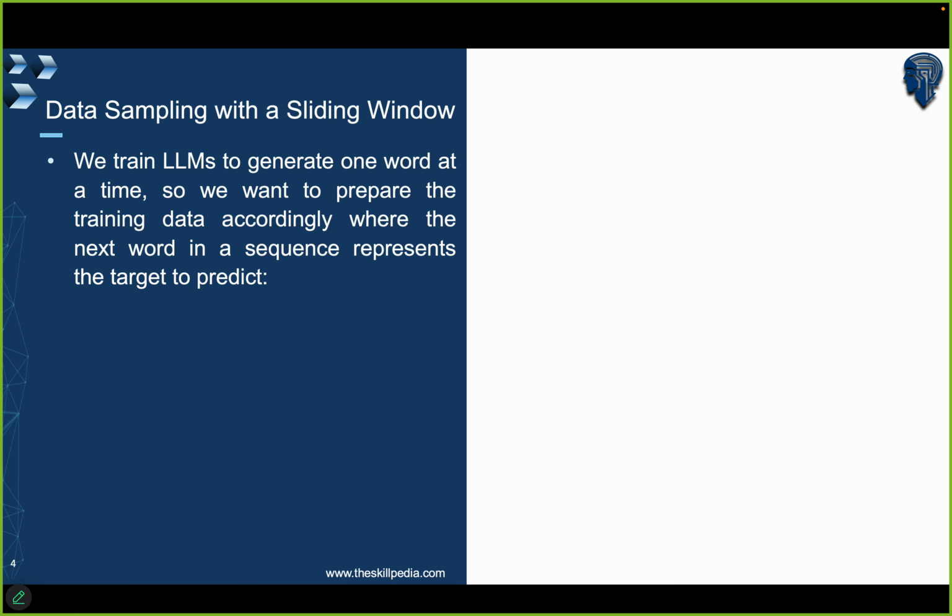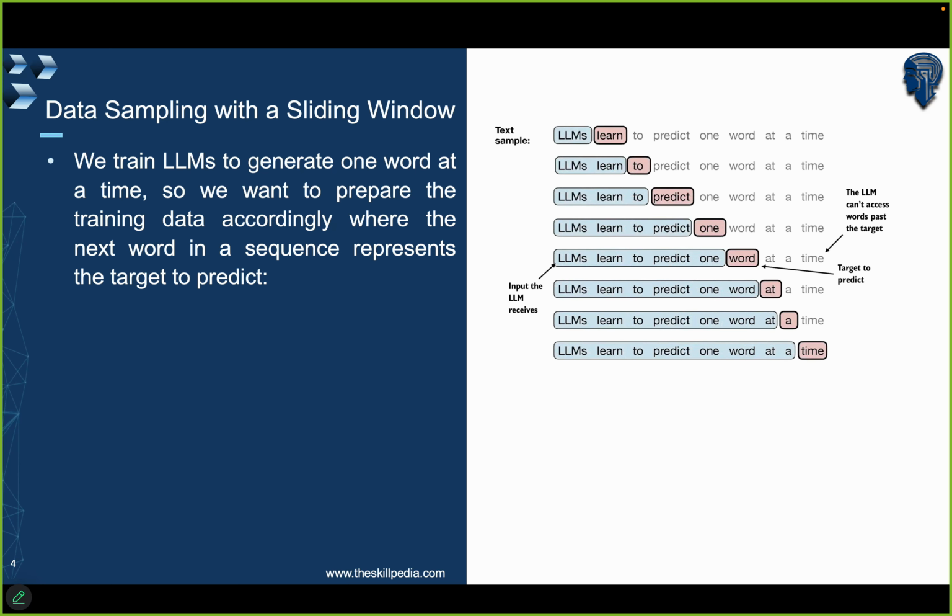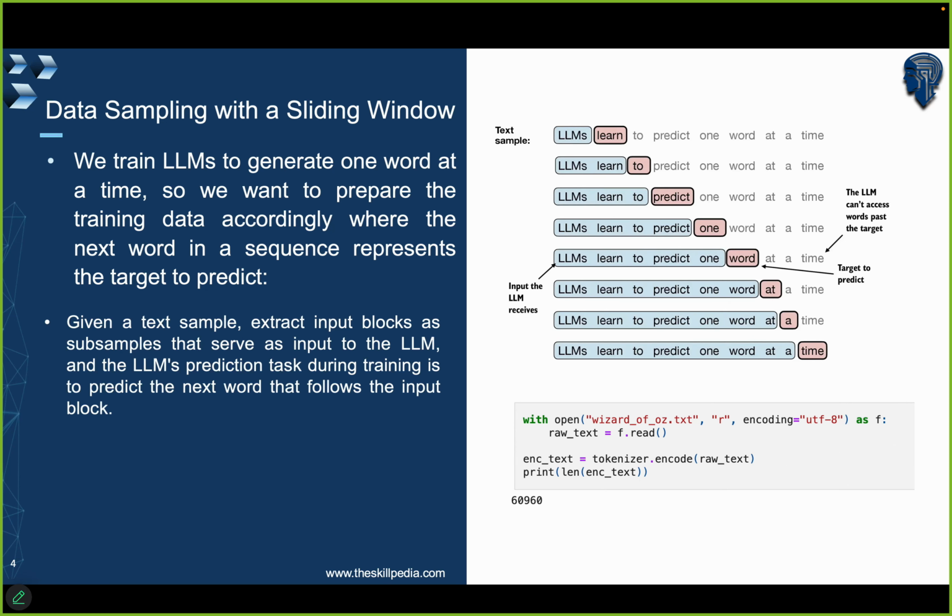Data sampling with a sliding window. We train the LLM to generate one word at a time. So we want to prepare the training data accordingly, where the next word in the sequence represents the target to predict, like what I explained in the lab. Given the text sample, we extract input blocks as subsamples that serve as input to the LLM, and the LLM's prediction task during training is to predict the next word that follows the input block.